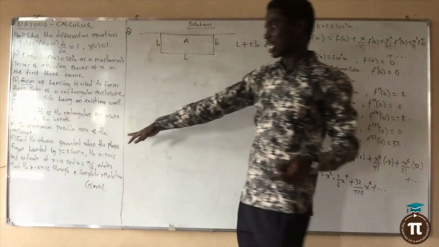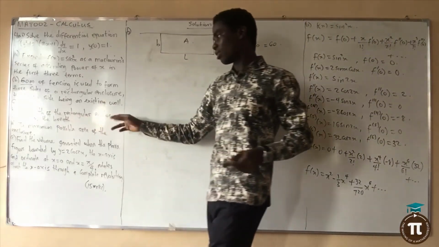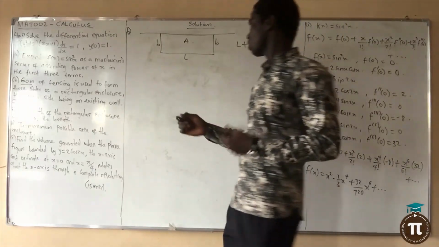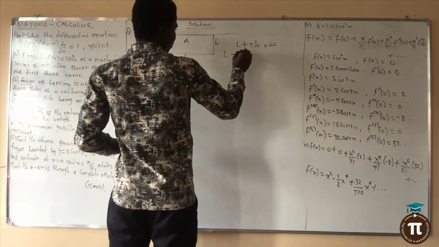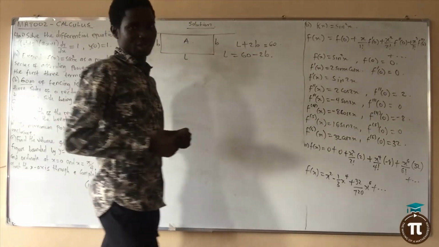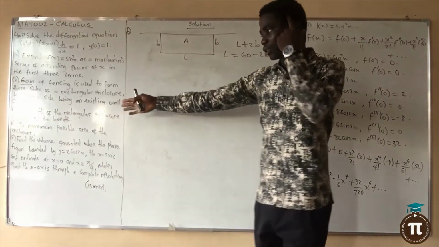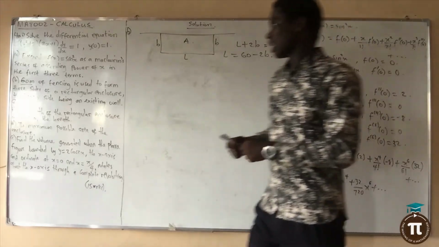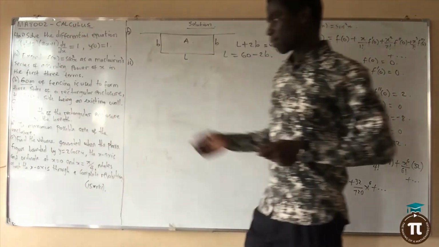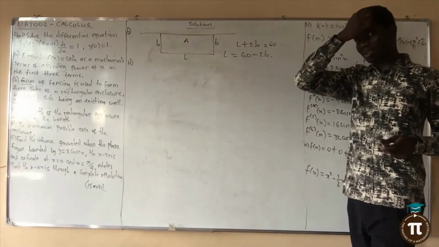So the first question says the length of the rectangular enclosure in terms of the breadth, just make the length the subject of formula. So length will be equal to 60 minus 2b. That is the length. That's the solution to the first question. Now, let's talk about the second one. They want us to get the maximum possible area of the enclosure.